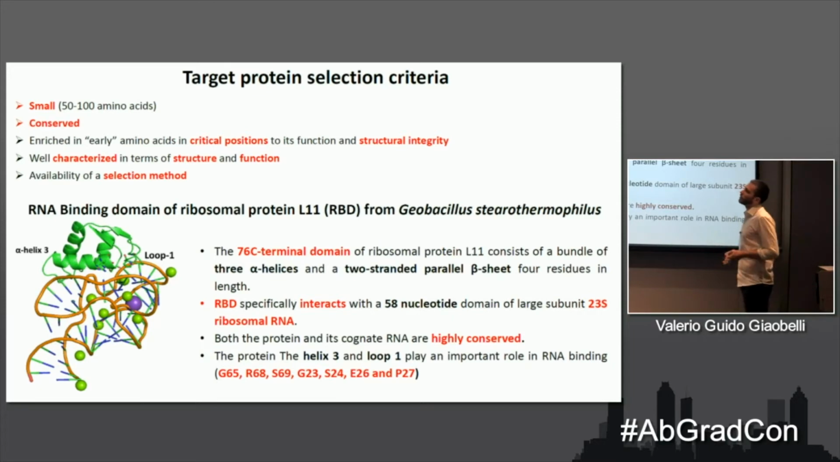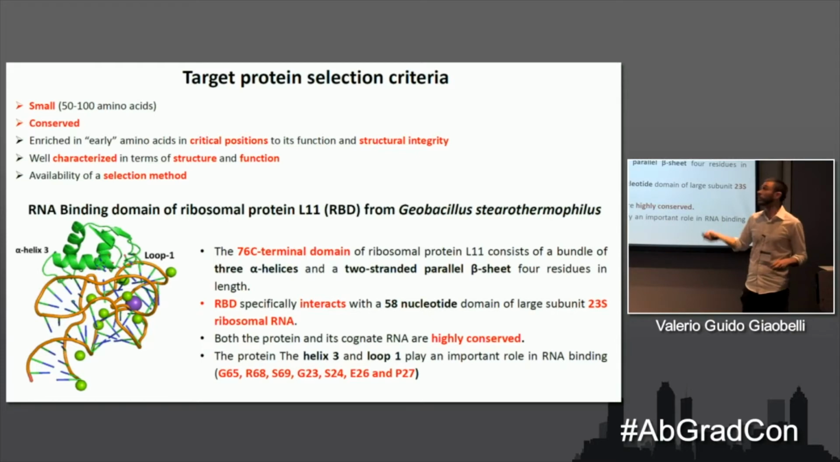After that, we need a target that is well characterized and with the possibility of having a selection method, so to select the mutants and perform this practically. And the best target that was chosen was the RNA binding domain of the ribosomal protein L11. This domain is composed of 76 amino acids, so it corresponds to the first criterion. Its function is to bind a specific sequence of RNA from the ribosomal RNA.